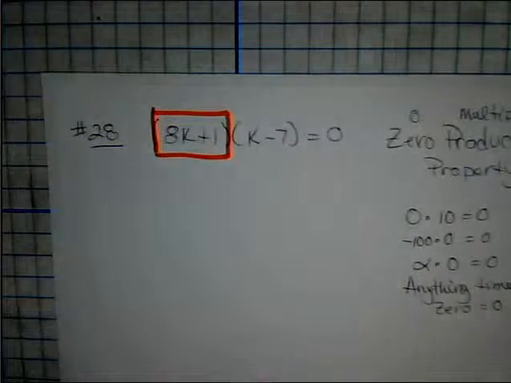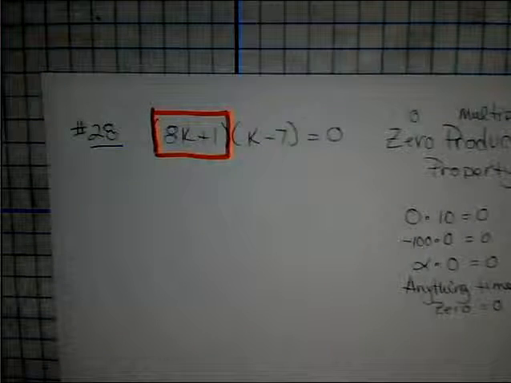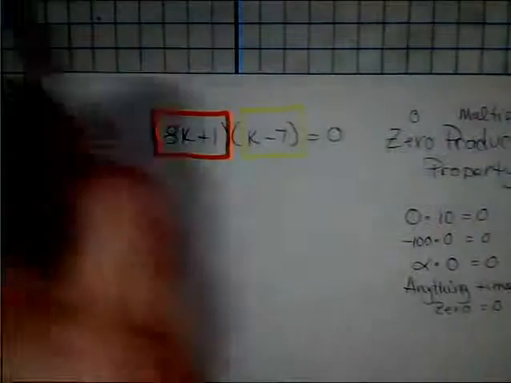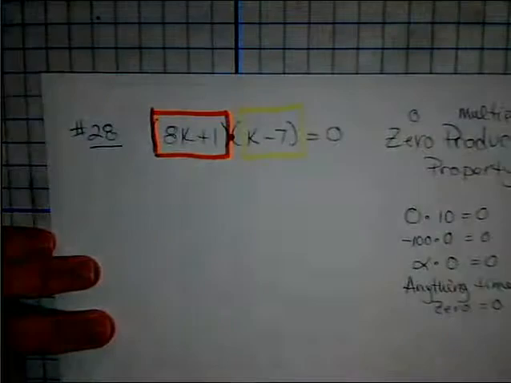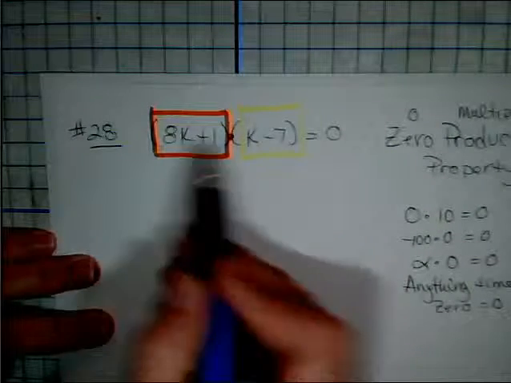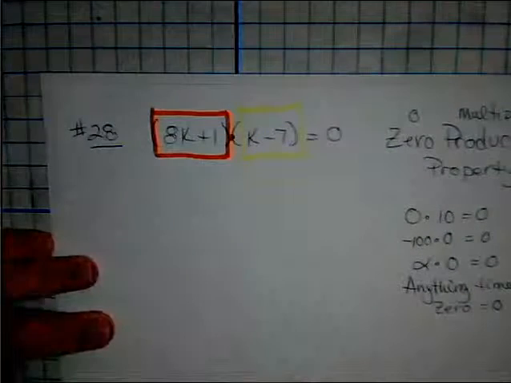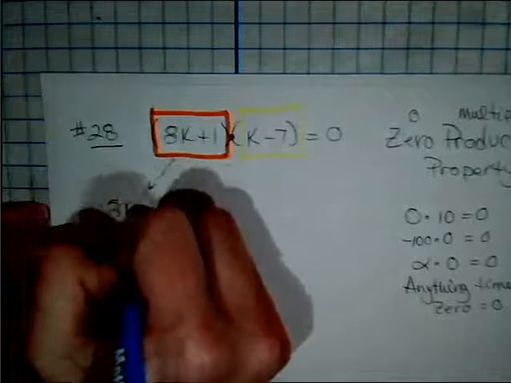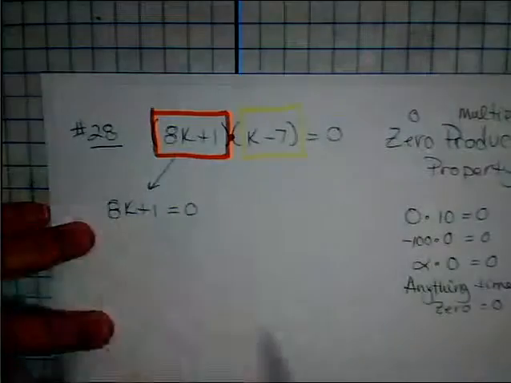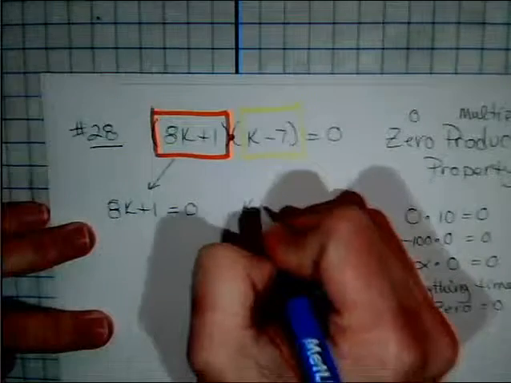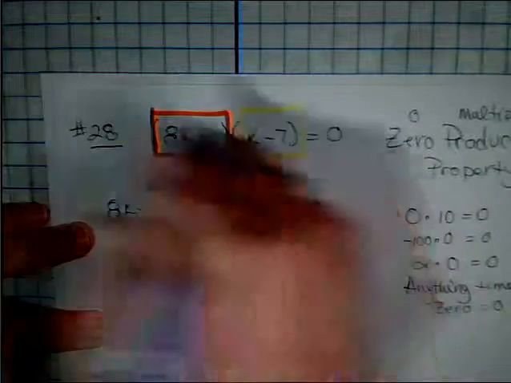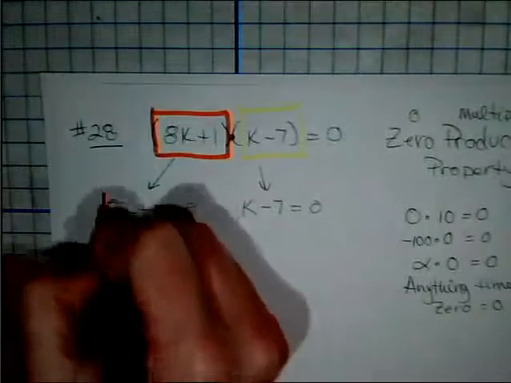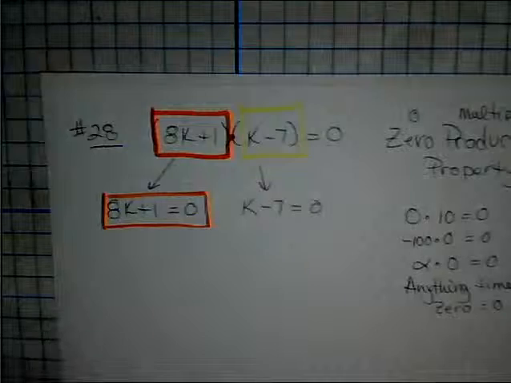There's one. And let's get another color going in here. Here's our other one. We have two things being multiplied together that gives me 0. So if that's the case, then that means one or the other has to be equal to 0. So we're going to take each of these pieces, 8k plus 1, and set it equal to 0, and k minus 7 and set it equal to 0. And so this is our orange, and this is our yellow.